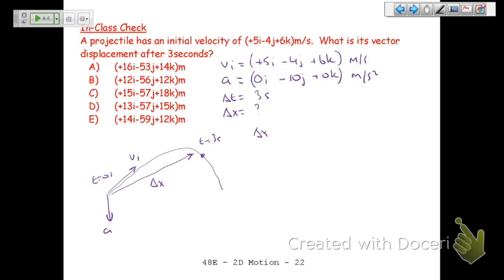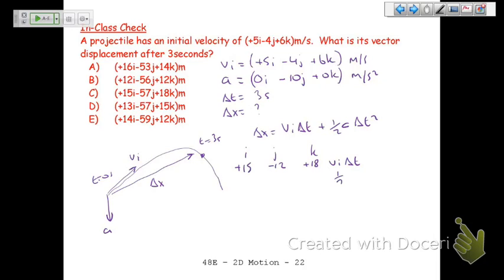So delta x is equal to vi delta t plus 1/2 a delta t squared. So I have my i, my j, my k. vi times delta t is my vi times 3. So that's going to be plus 15, minus 12, and plus 18. You see that? I took vi, which is plus 5i minus 4j plus 6k, and I multiplied it by my time interval.